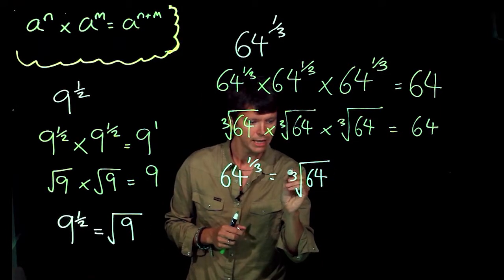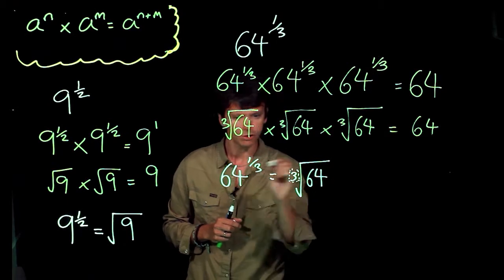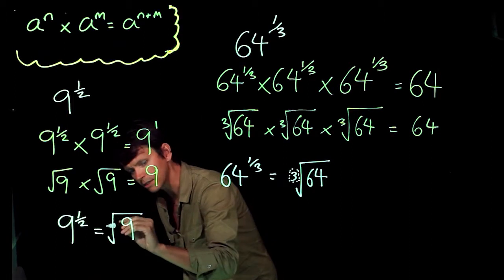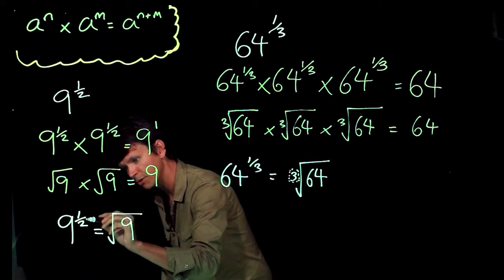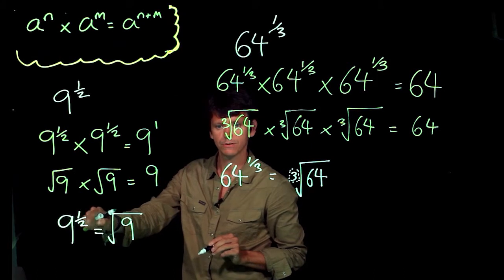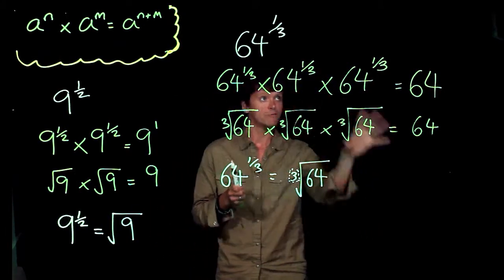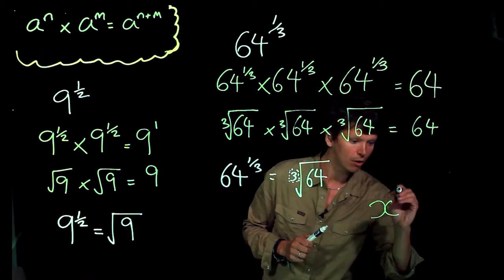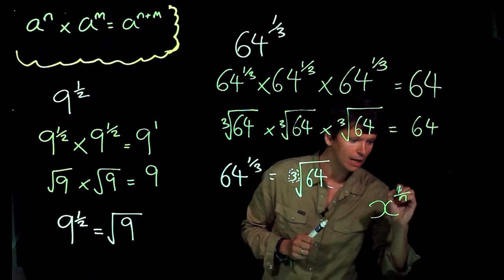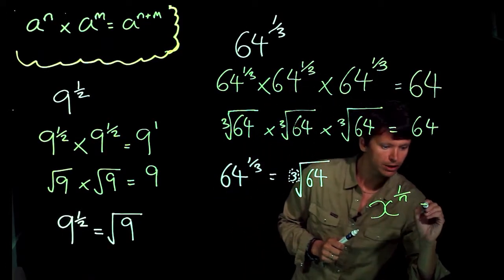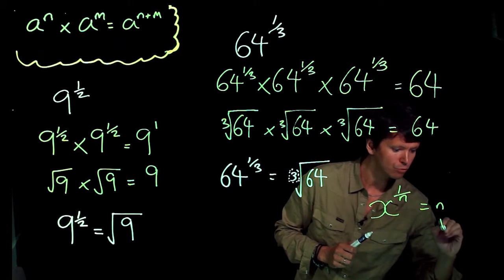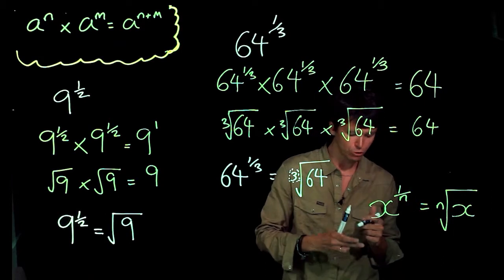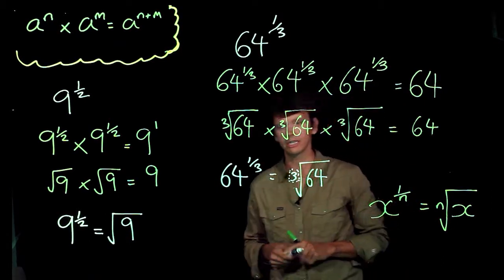Notice that this cube here corresponds to the 3 in the fraction. Just like the square root here, there's a little 2 we don't write, but the square root corresponds to the 2 in the denominator of this fractional power. So actually we can write that more generally like this. If we were to say x to the power of 1 over n, well, that just equals what we call the nth root of x. And that's our general case, our algebraic case at looking at fractional indices.